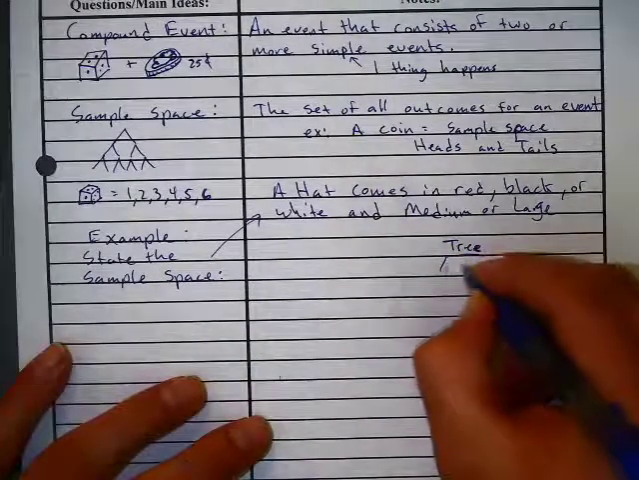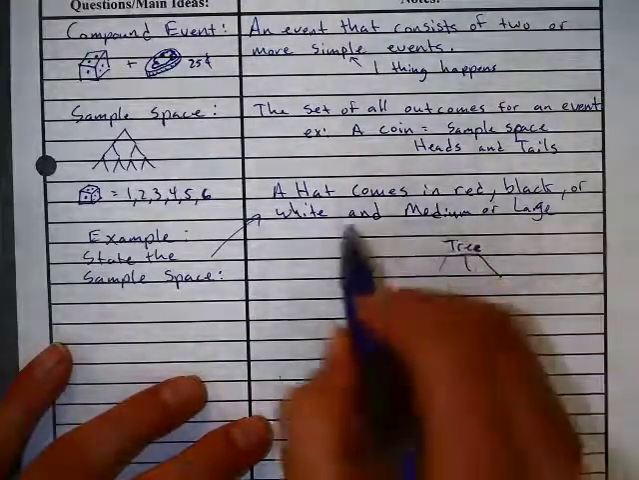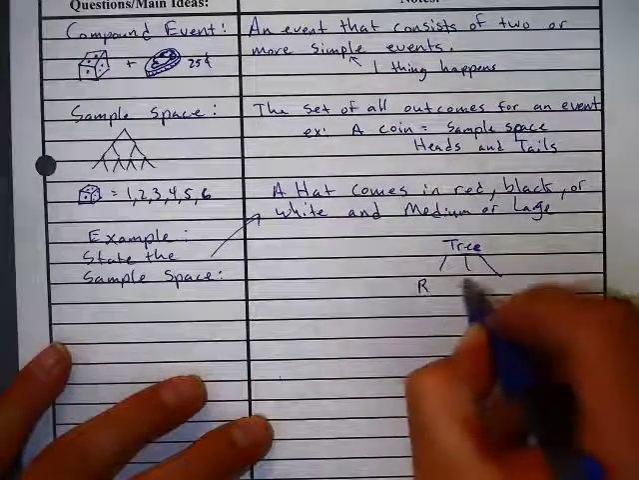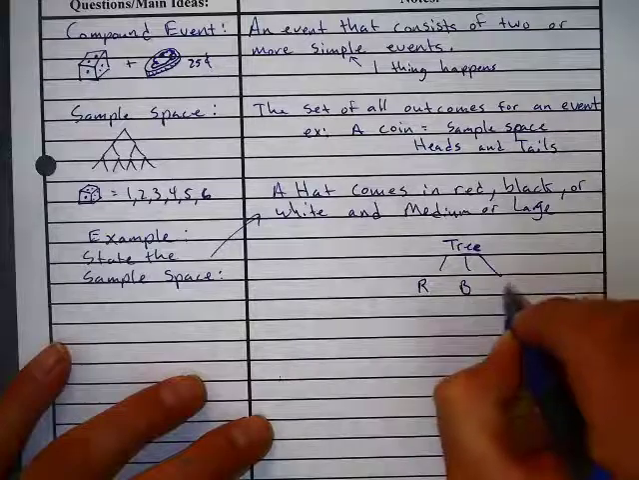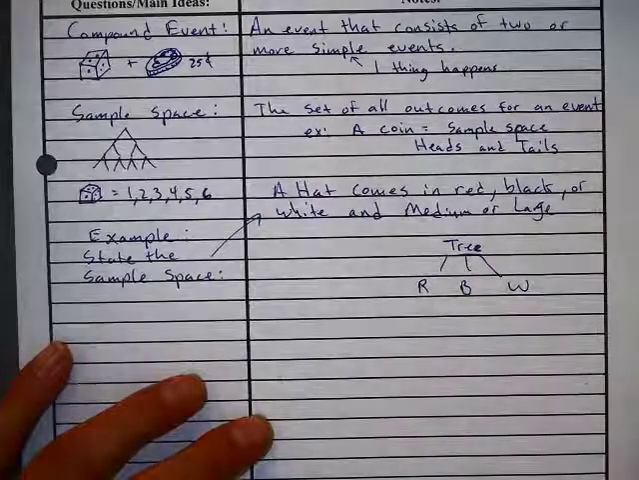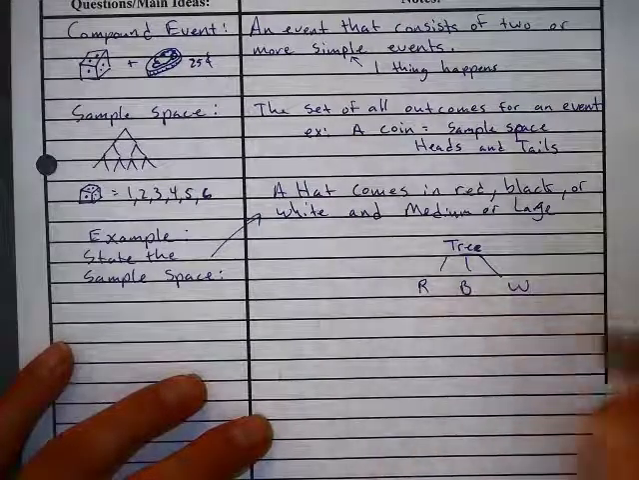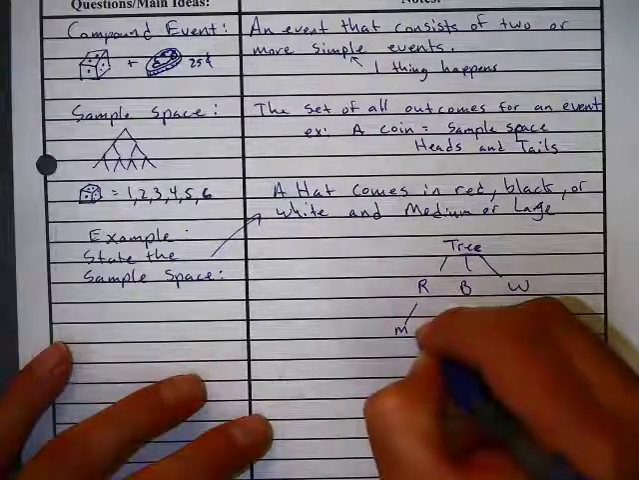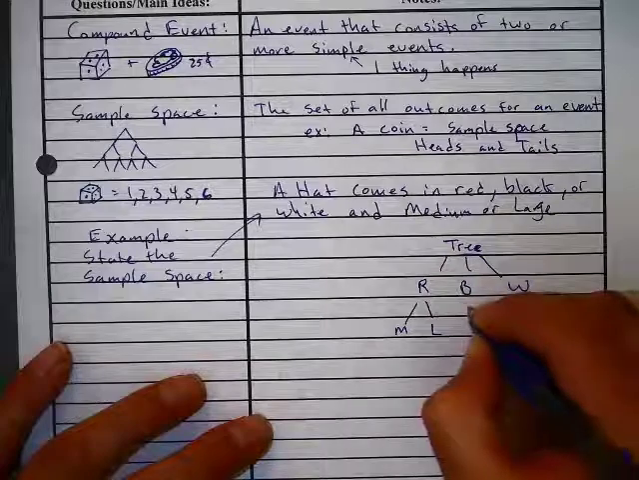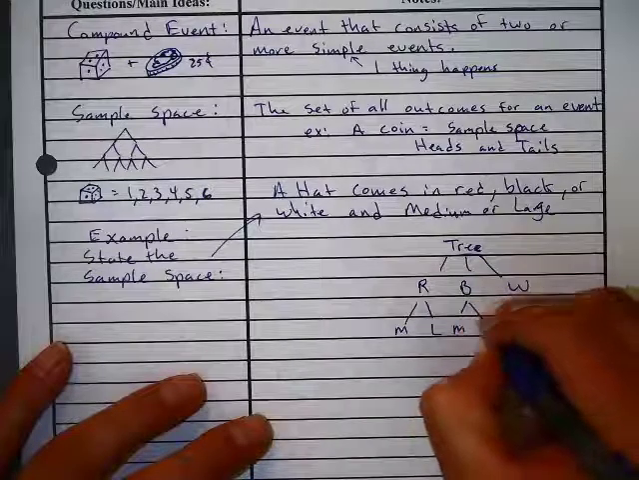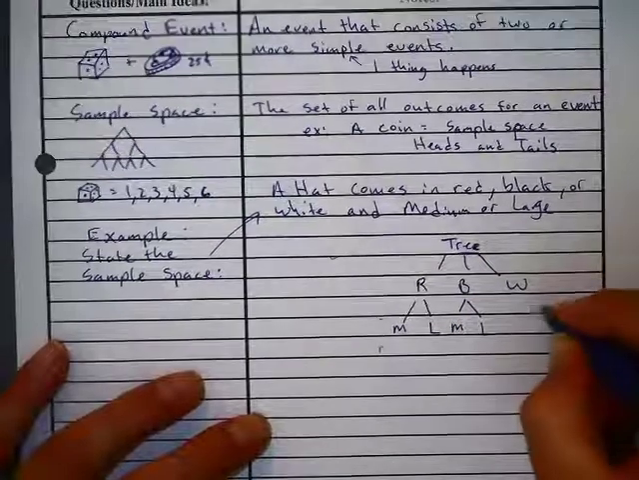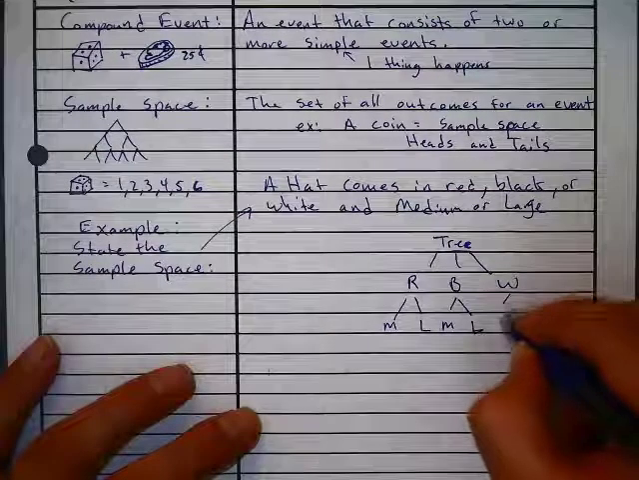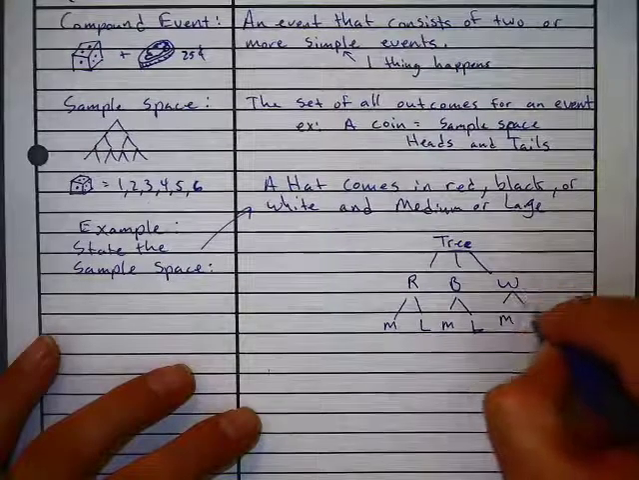So here we are. I said it comes in red, black, or white. So I'm going to say a red hat, a black hat, or a white hat. And for each one, there's a medium and a large. That's an L. You see that? And a medium and a large.